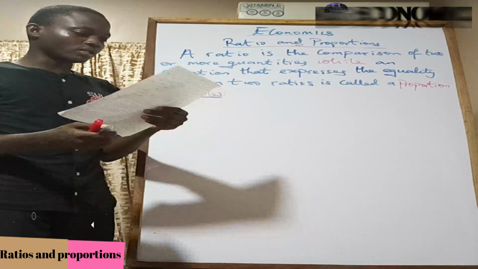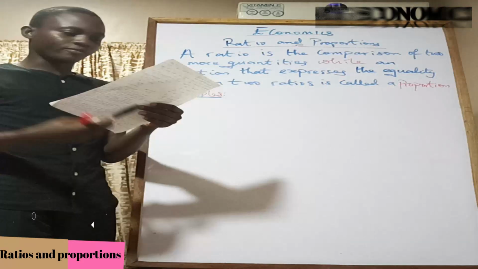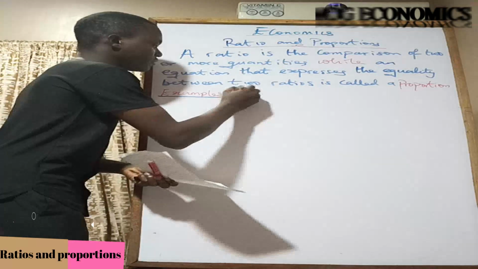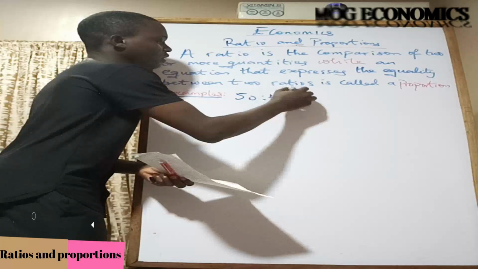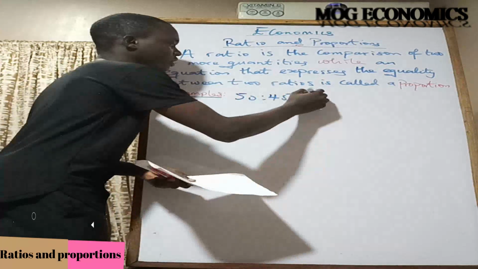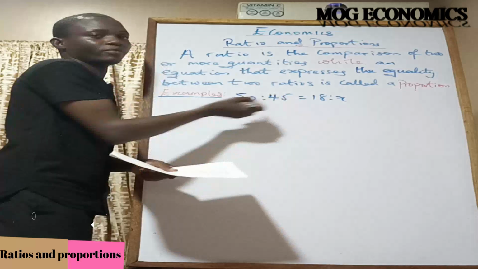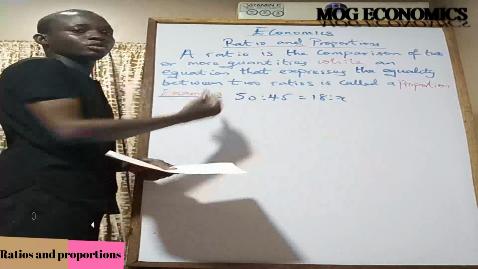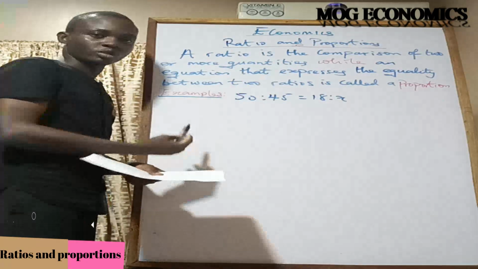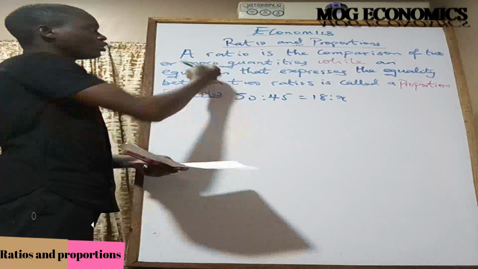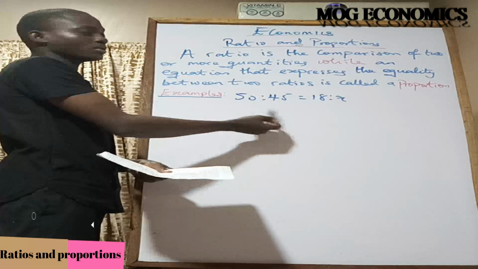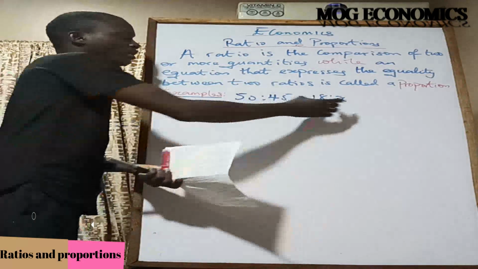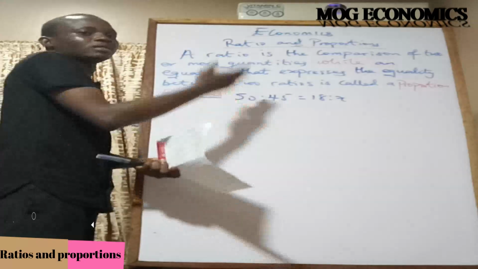Now let us give an example. I have something like this: 50 ratio 45 equals 18 ratio x. Now 50 ratio 45 is a ratio, and 18 ratio x is another ratio, but there is an equality being shown here, and that makes the whole thing a proportion. 50 ratio 45 compares two quantities, and so does 18 ratio x, but the equality lets us know that whatever we have here is the same thing as what we have here. So that is a proportion.